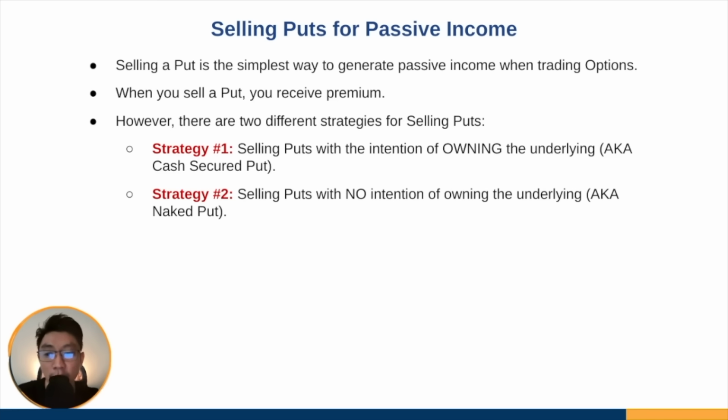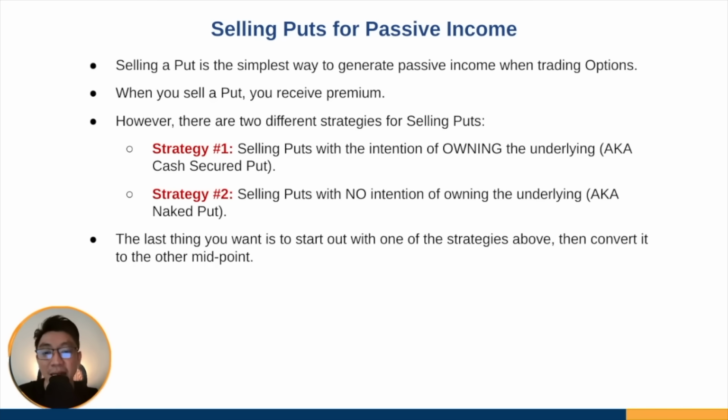For example, in strategy 1, not only do you receive the premium from selling the put option, the other way that you can profit is from the capital gains. That means once you get the shares, if the stock goes up, you can sell it at a higher price than the one at which you got assigned, and you're going to profit on that as well. So these are 2 very different strategies, and it's very important that you know which one you want to go for at the start. The last thing you want is to start out with one of the strategies above, and then convert it to the other somewhere along the line, because it's going to mess up your strategy a little bit, especially because the mechanics we're going to choose will be slightly different.